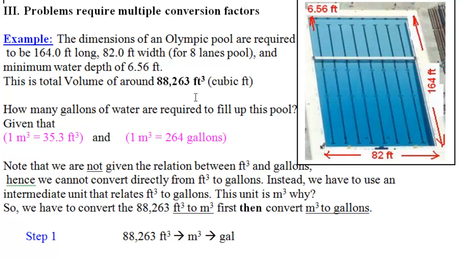What is missing in this question is a direct relation between cubic foot and gallons. We don't have a conversion statement that relates cubic foot to gallons. Instead, we have a relation between cubic meter and cubic foot, and also a relation between cubic meter and gallons. So cubic meter is the link between cubic foot and gallons, so we have to use it as an intermediate unit that will enable us to go from cubic foot to gallons. So we have to go through two conversions here. First, we'll convert the cubic foot to cubic meter. Then after that, we'll convert the cubic meter to gallons.